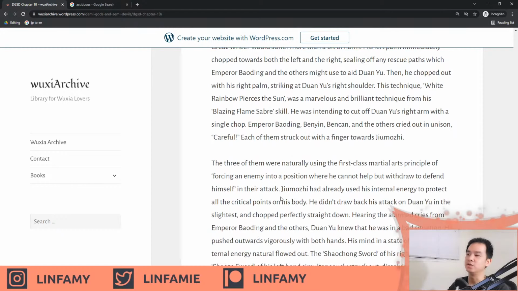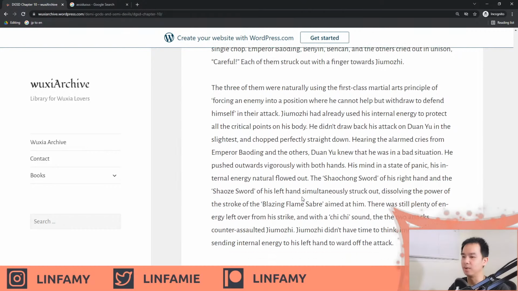The three of them were naturally using the first-class martial arts principle of forcing an enemy into a position where he cannot help but withdraw to defend himself in their attack. Jiyomotsu had already used his internal energy to protect all the critical points on his body. He didn't draw back his attack on Duan Yu in the slightest, and chopped perfectly straight down.